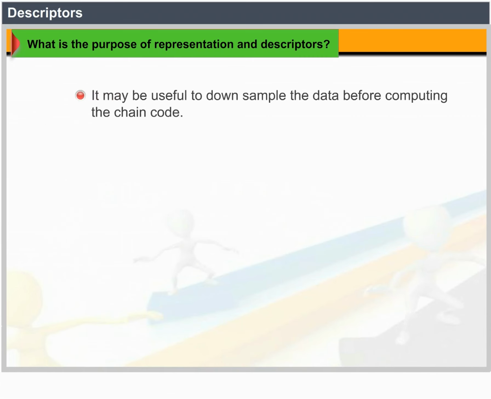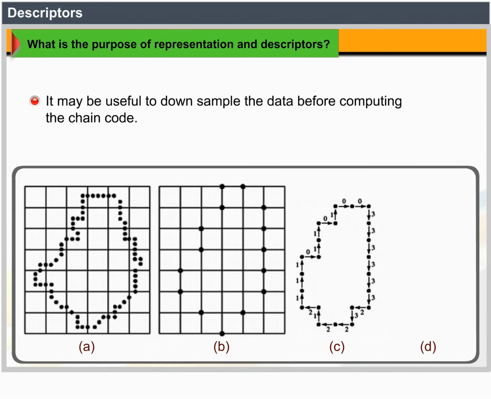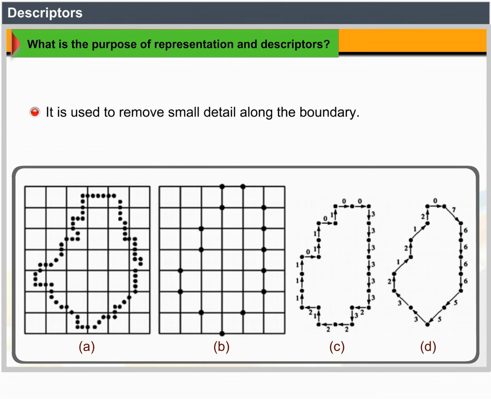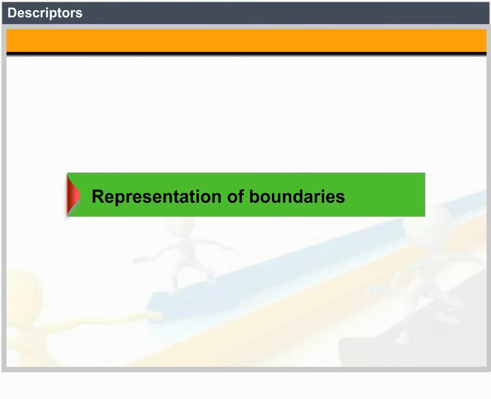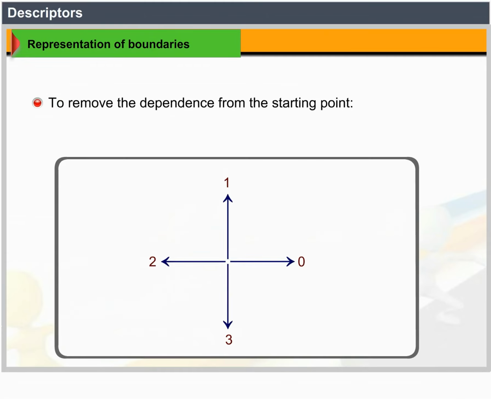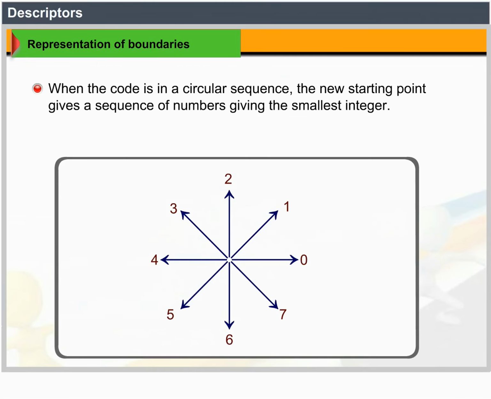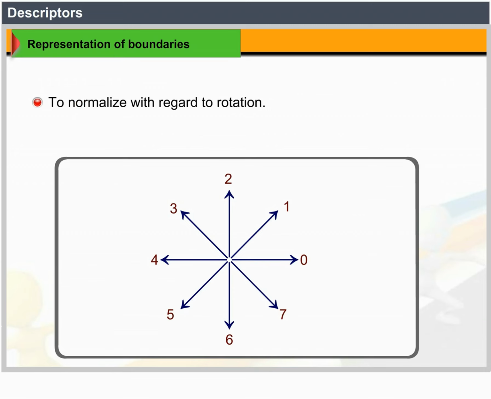It may be useful to downsample the data before computing the chain code. It is used to reduce the code dimension and to remove small detail along the boundary. Representation of boundaries: to remove the dependence on the starting point, the code is a circular sequence. The new starting point is the one which gives the sequence of numbers forming the smallest integer, to normalize with respect to rotation.